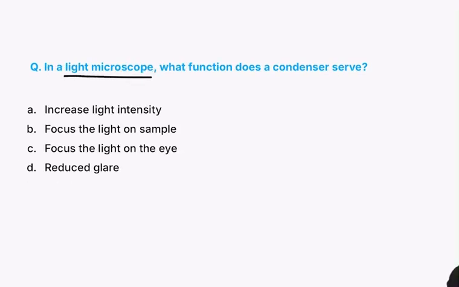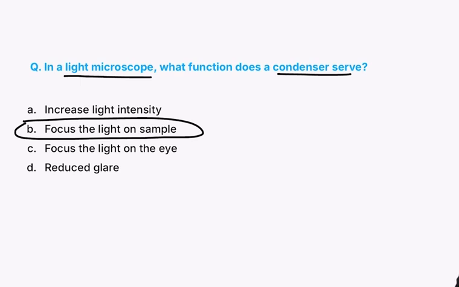In a light microscope, what is the function of condenser? Firstly, condenser is present below the stage. Below the stage means it's going to put that spotlight on the stage. That's your sample. It is going to focus the light where? It is going to focus the light on the sample.